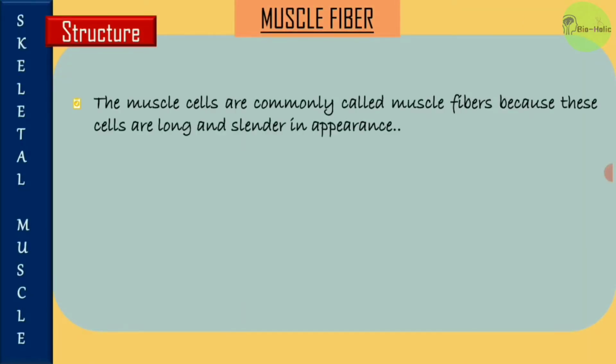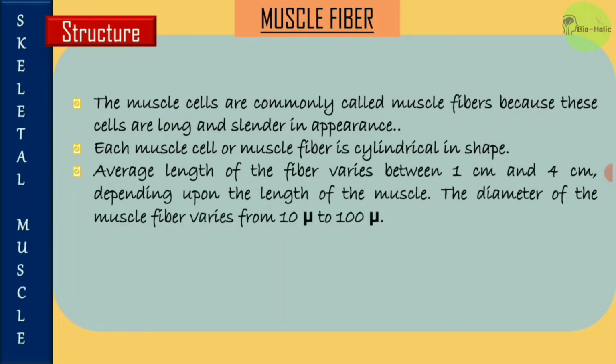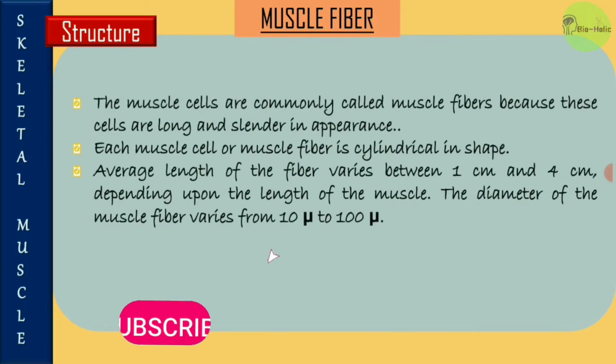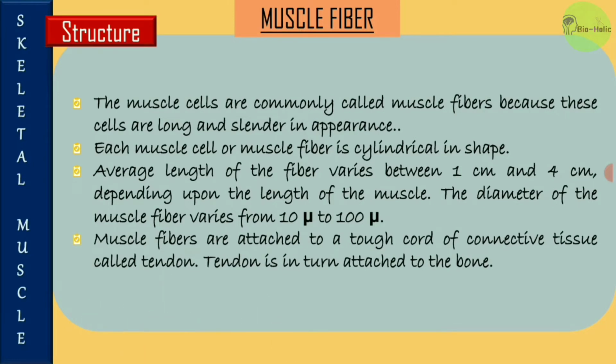And what is a muscle fiber? The muscle cells are commonly called muscle fibers because these cells are long and slender in appearance, and each muscle cell or muscle fiber is cylindrical in shape. The average length of the muscle fiber varies between 1 cm to 4 cm depending upon the length of the muscle, and the diameter varies from 10 micron to 100 micron. Muscle fibers are attached to a tough cord of connective tissue called tendon, and the tendon is in turn attached to the bone.